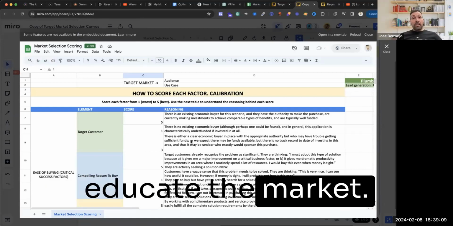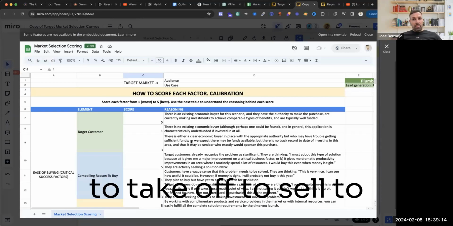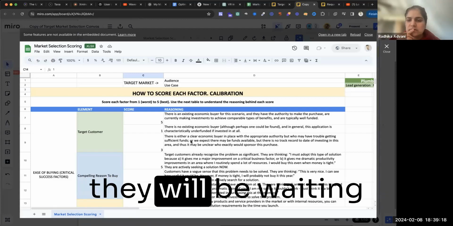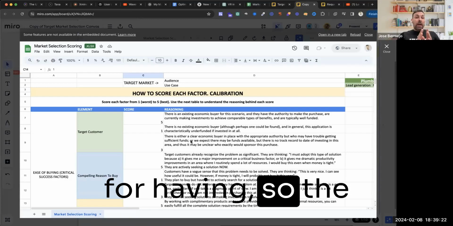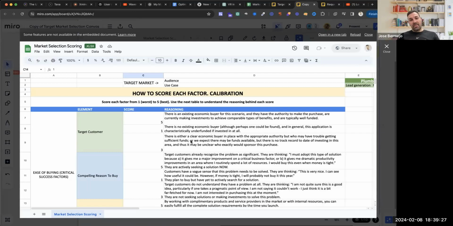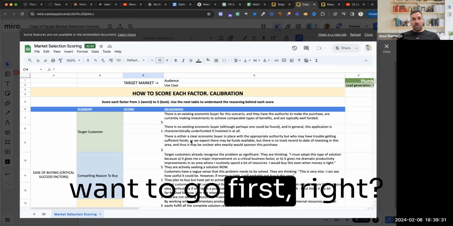Because you have to educate the market, it will take more time to take off, to sell to the mainstream. Because pragmatists will wait till competition exists. Because competition validates a market. A pragmatist doesn't want to go first, right?